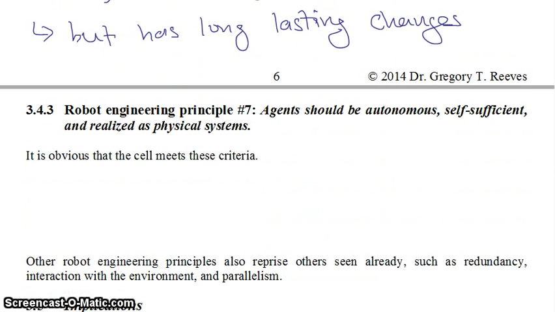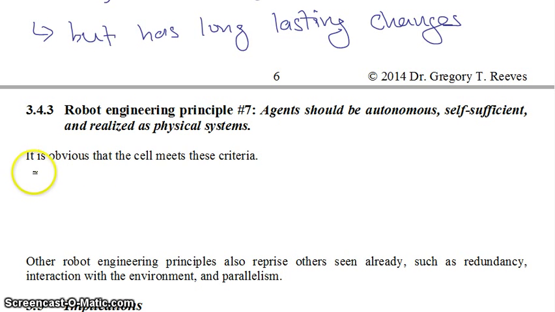Robot engineering principle number 7. Agents should be autonomous, self-sufficient, and realized as physical systems. Of course, you can't have a robot that's just some set of pixels on your computer screen. That would not be a robot. It would have to be a physical system. Of course, cells are physical systems. Cells are essentially autonomous, although they can work together. They are self-sufficient. In a multicellular organism, you would count that organism as self-sufficient and autonomous. So it's obvious that the cell or a multicellular organism meets these criteria.